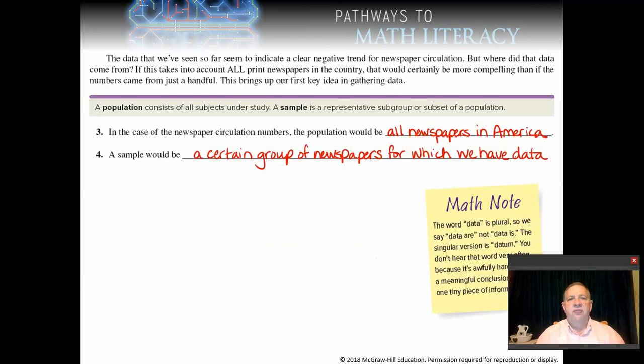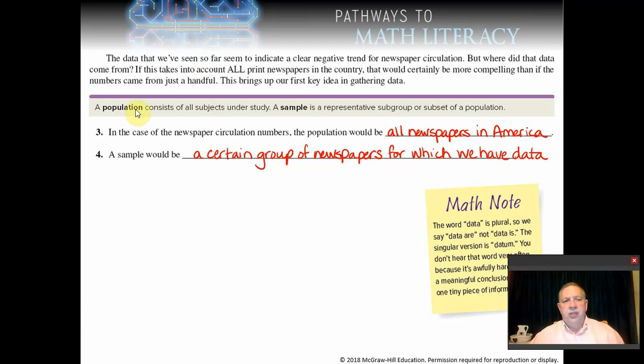The data that we've seen so far seem to indicate a clear negative trend for newspaper circulation. But where did that data come from? If this takes into account all print newspapers in the country, so if we could go and access all the companies that are doing print media and get their subscription rates, we would know where it came from, and that certainly would be more compelling than if I got the numbers from a handful of, let's say, even major newspapers.